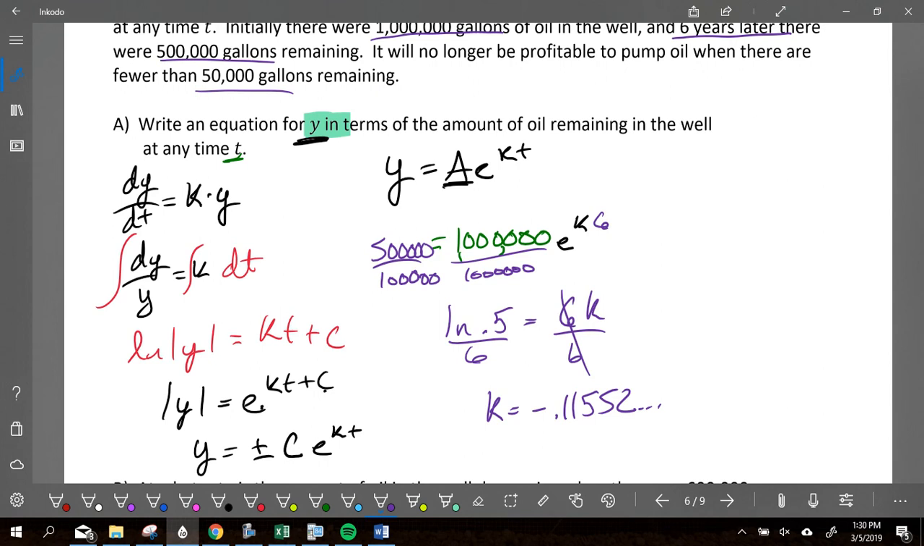My job is to write an equation for y in terms of the oil remaining at any time t. So my answer to this question then is y is equal to my starting amount, 1 million, e to the k value, negative 0.116. I'm going to round it right now. I know it's not really rounded, t. That's my equation that I'm dealing with. Any time that I plug into that will tell me how many barrels I have left. That's what that equation is giving me right now.